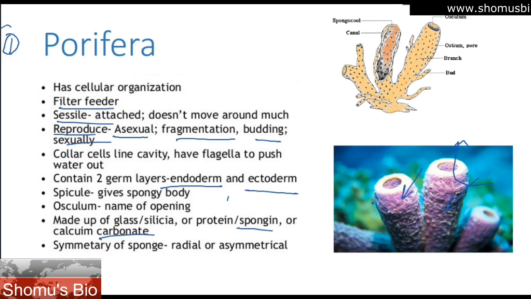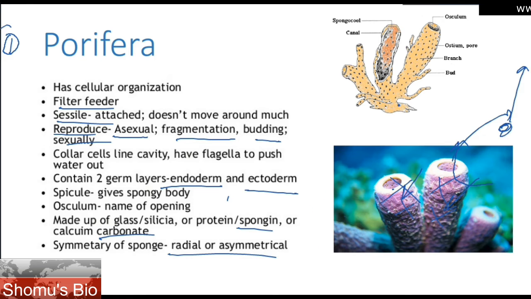Now the thing is, as they are at the cellular level of organization, you take their cell, and if you just take a sponge and destroy it, break it down and throw it out, from that cell a new sponge can form. Okay, the symmetry of sponge can be radial or asymmetrical.